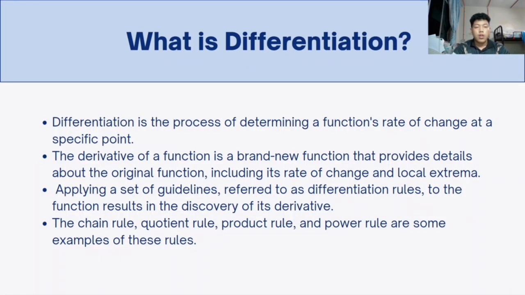To begin with, we need to learn about differentiation. Differentiation is the process of determining a function's rate of change at a specific point. The derivative of a function is a brand new function that provides details about the original function, including its rate of change and local extrema. Applying a set of guidelines referred to as differentiation rules to the function results in the discovery of its derivative. The chain rule, quotient rule, product rule, and power rule are some examples of these rules.